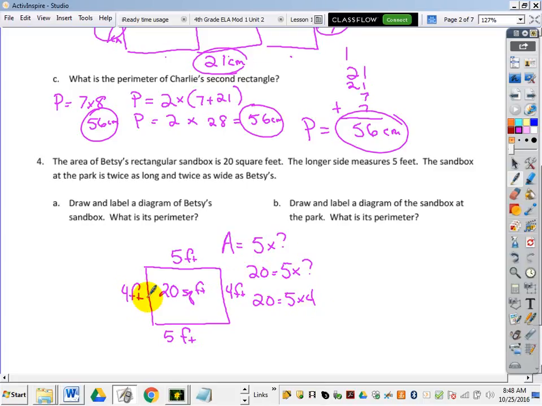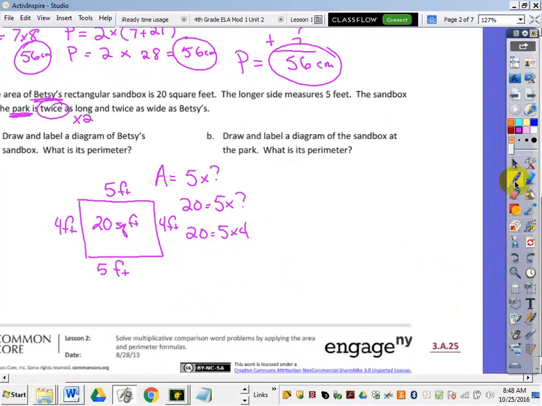Draw and label a diagram of the sandbox at the park. Okay, so now we have to go to the park. This is Betsy's, now I'm going to the park. The sandbox at the park is twice as long and twice as wide as Betsy's. You have to double all the sides. Twice means double, right? Twice times 2. Okay, so we can draw this thing that's double size. I don't have to draw it double size, do I? No, I'm going to draw it the same. I'm just going to put the bigger dimensions.